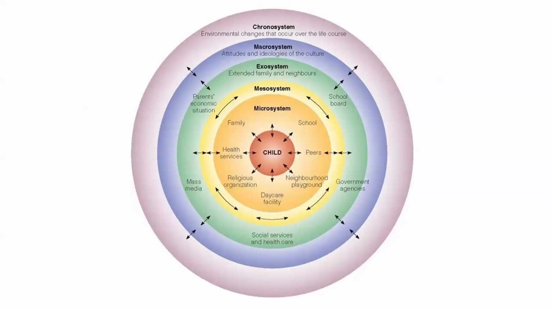He has given five ecosystems, that is micro, meso, exo, macro, and chronosystem. When we talk about microsystem, here the child is in the center, and in microsystem, the important people like family, school, daycare center, neighbors, playground are an important part of the child's upbringing. Those people will come in microsystem.